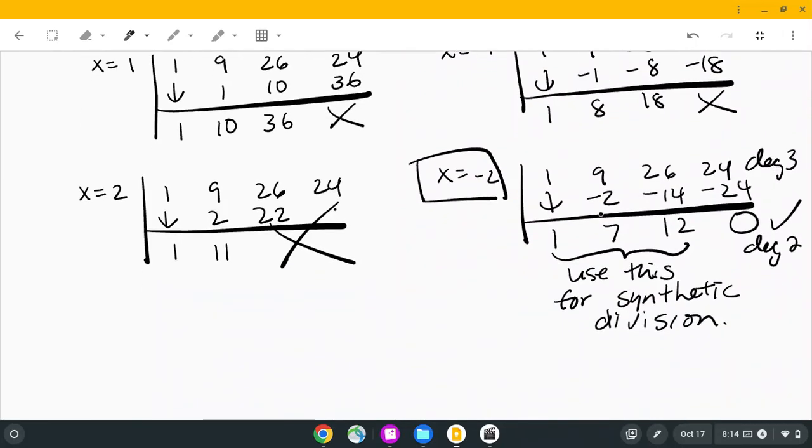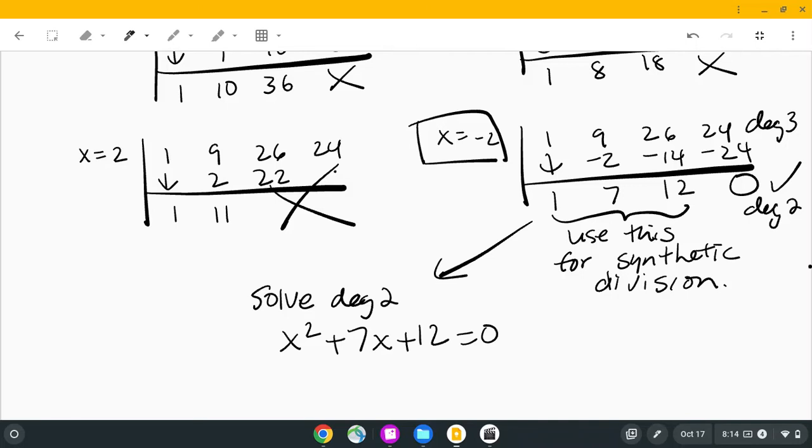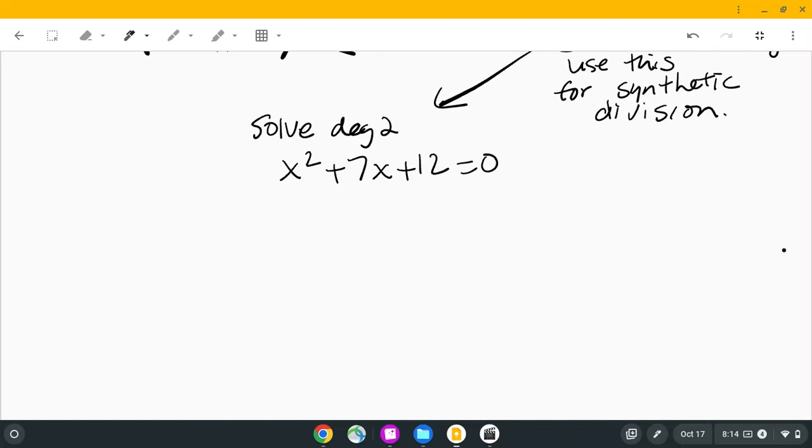And what if 12 or 24 is my answer and I'm going one at a time, right? Well, here's a little trick you can do when you're solving degree 3. Once you have degree 3 and you find a 0, now this is a degree 2, and we know how to solve degree 2. So this is x squared plus 7x plus 12 equals 0. We know how to solve this. We know 2 ways to solve this. We can use factoring, and if factoring doesn't work, we can use the quadratic formula.